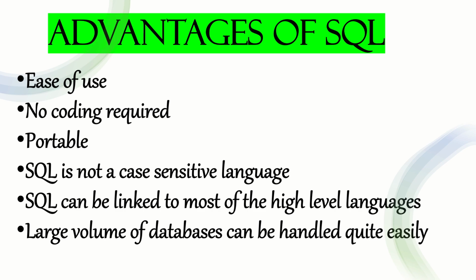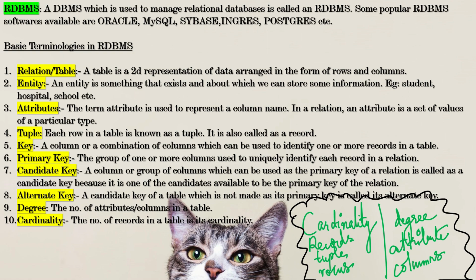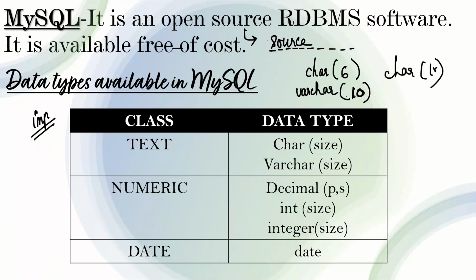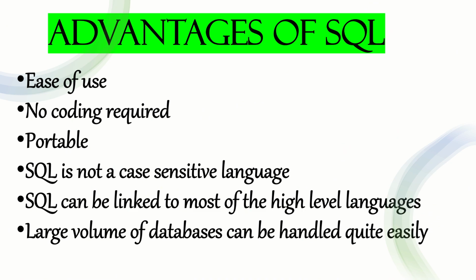Now this is really important. Just the way we looked before at the benefits of using a DBMS, in the same way, the advantages or benefits of SQL. SQL is easy to use and there is no coding required, code free, and it is portable. It is not case sensitive, unlike Python. Python is case sensitive. True and true were different in Python, but in SQL this is not the case. SQL is not a case sensitive language.